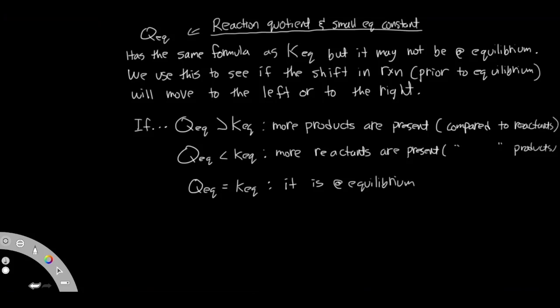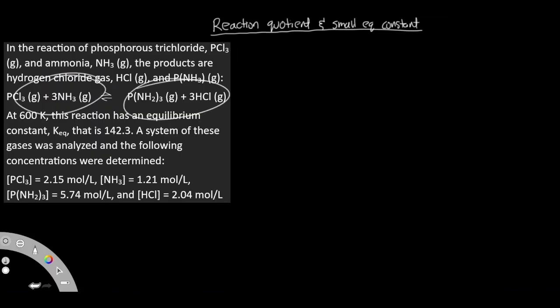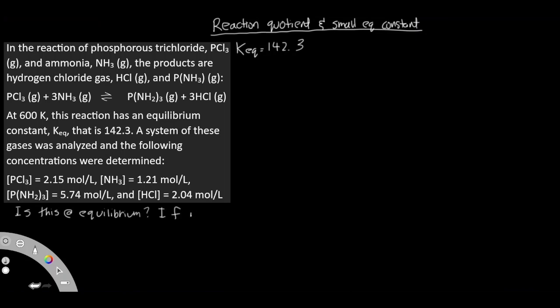Let's illustrate this in a practice problem. We have our reactants, we have our products, and we've been given our KEQ. So I'll write our KEQ over here as 142.3. They've given us these values here. I also want to add in this question, is this at equilibrium? And if it's not, what direction is it going to go? Like, where is it going to shift?